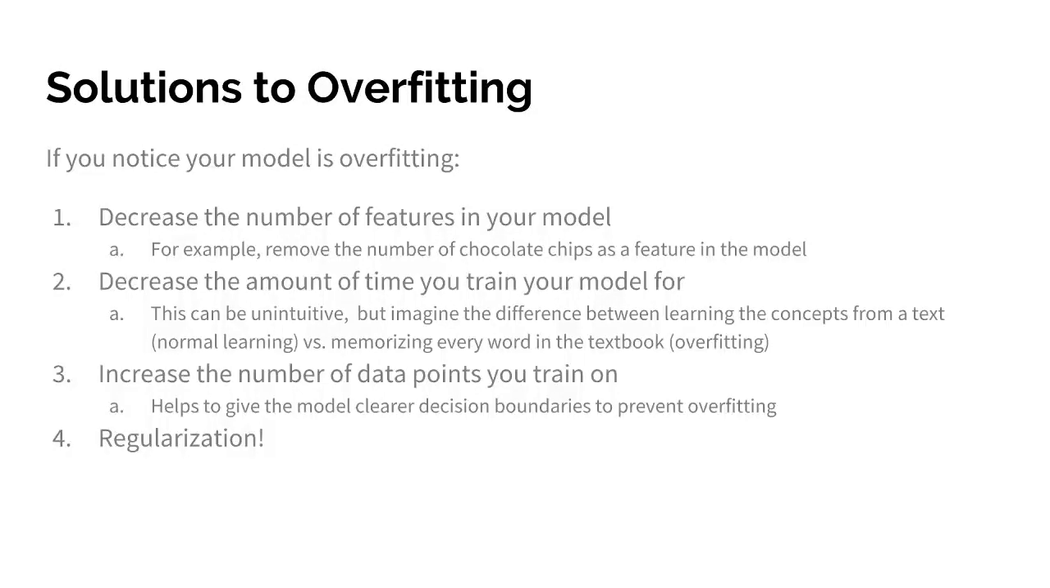We can also increase the number of data points that we train on, and that helps give the model clear decision boundaries to help prevent overfitting. And we can use regularization. And so just on one note, as you can notice, we can solve overfitting and underfitting always by increasing the number of data points we train on. And so it's always better to have more quality data. Of course, this makes training slower, but with modern technology, that isn't a huge problem.